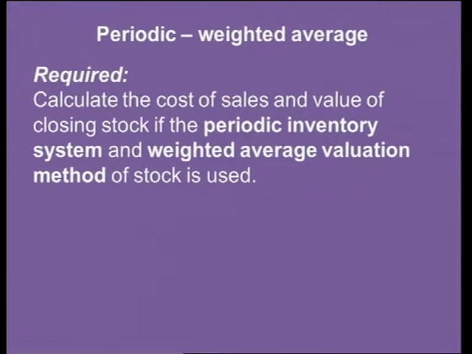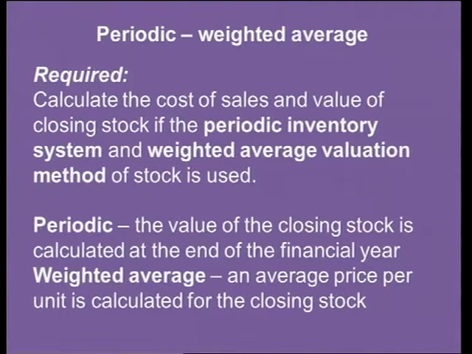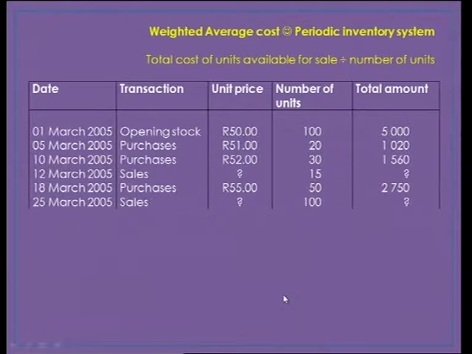Let's look at that. Same question, but this time it's periodic weighted average. The previous one was perpetual weighted average. So what's different? For periodic, you first calculate the value of the closing stock and then cost of sales. Remember, for perpetual, it was first cost of sales, then closing stock. So now it's the other way around. And weighted average means we are going to calculate an average price per unit for the closing stock. So let's use the same example, but now it is the periodic system.